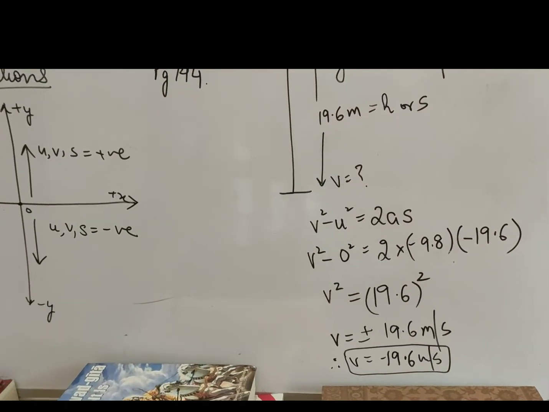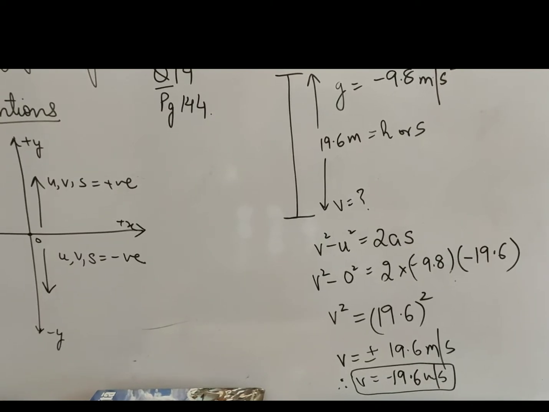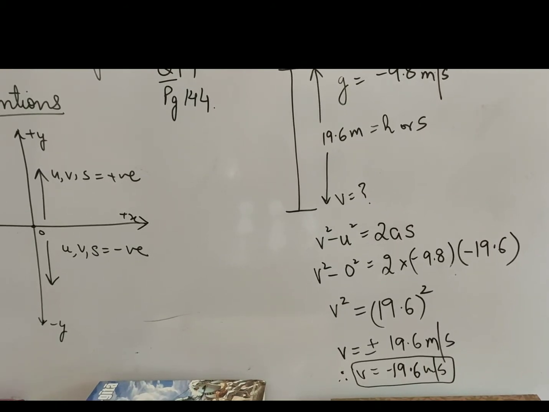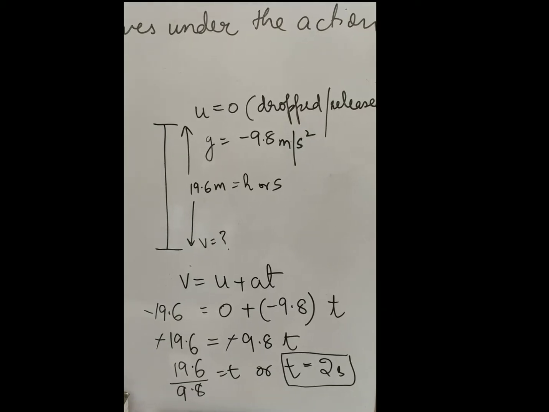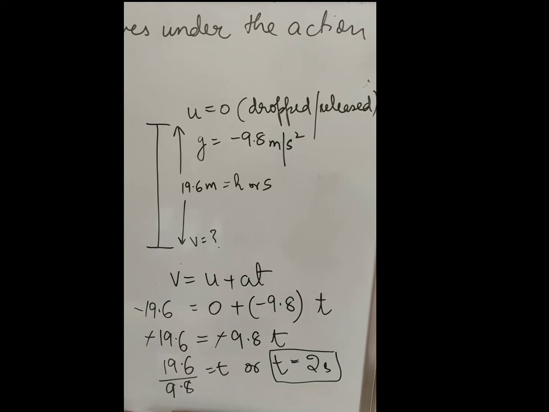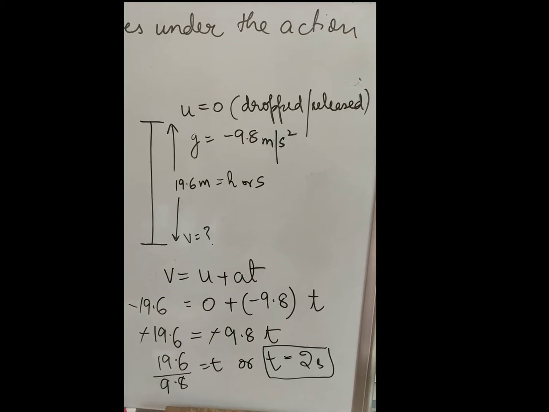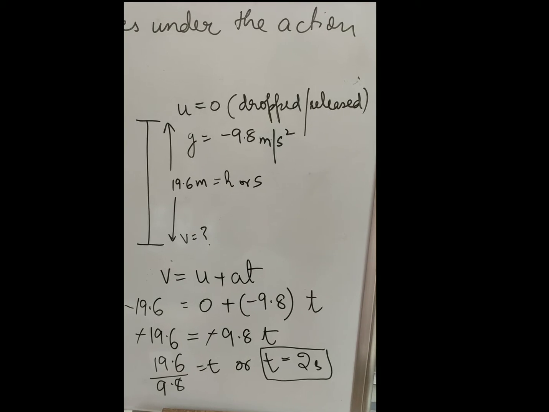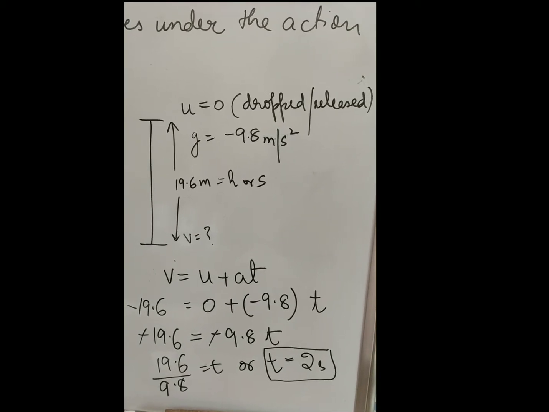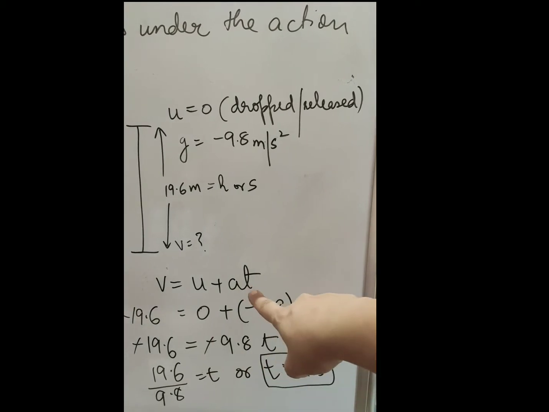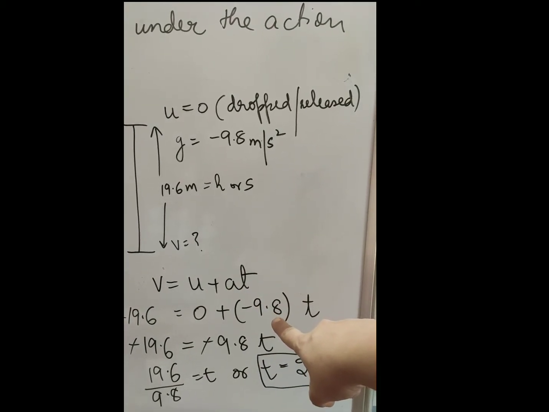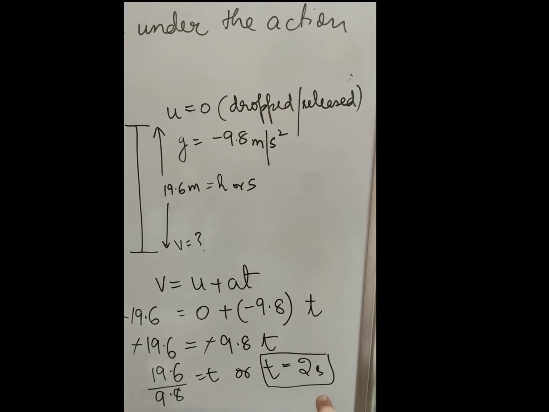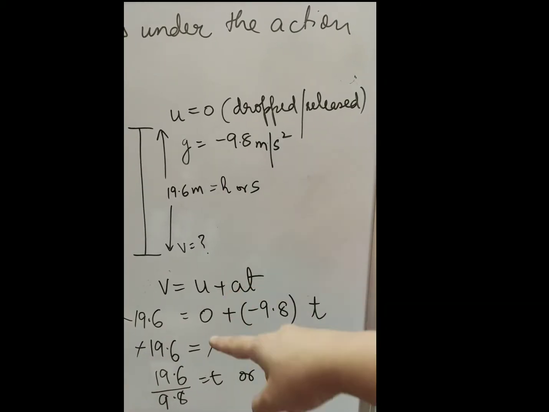Also here we can calculate the time taken by this object to strike the ground. This part is not there in the question, but just for your understanding, we will be calculating it. That can be calculated using the first equation of motion, v is equal to u plus at. V we have just calculated in the previous part, it came out to be minus 19.6 meter per second. u is 0, a is acceleration due to gravity, so we have substituted minus 9.8, and t is to be calculated. Rearranging the terms, we get t as 2 seconds. So it will take 2 seconds for this object to hit the ground.